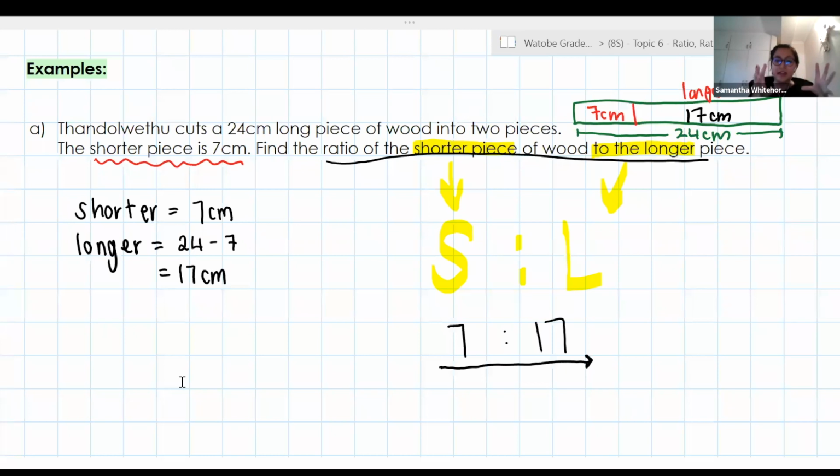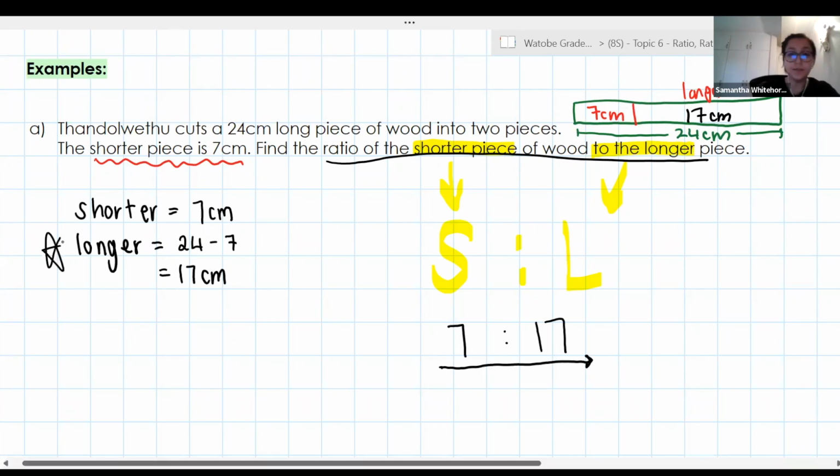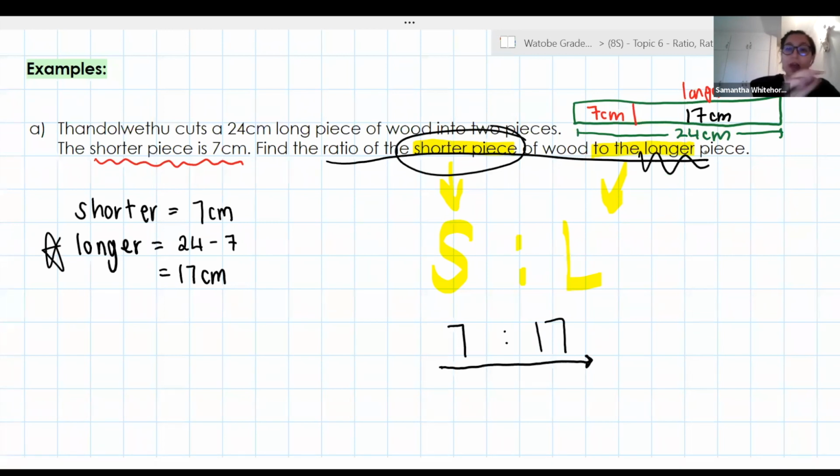When you are given a word problem, for lack of a better description, you need to read your question carefully because often there is information that you still need to work out, like we had to do here with our longer piece of wood. And you need to read carefully to figure out what order your ratio needs to be in. If you had written your ratio down as 17 is to 7, that's wrong. It is not then the shorter to the longer piece of wood. And so you haven't given the ratio that was asked. So we need to be very, very careful when we have word sums like this, that we are reading them carefully.